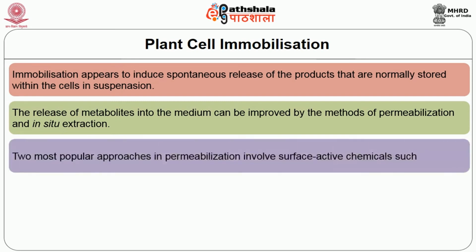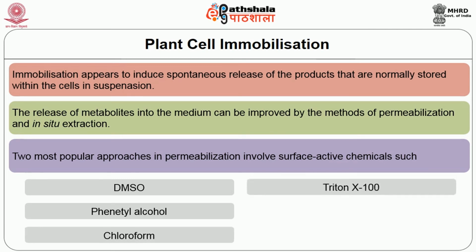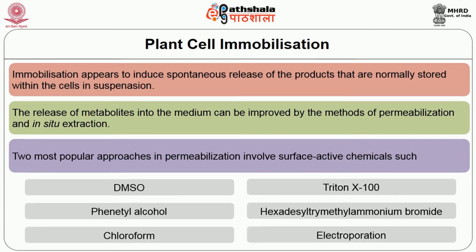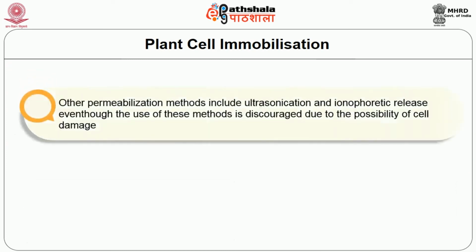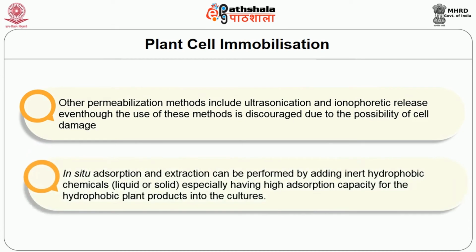The release of metabolites into the medium can be improved by the methods of permeabilization and further in situ extraction. The two most popular approaches in permeabilization involve surface active chemicals such as DMSO, that is dimethyl sulfoxide, phenyl alcohol, chloroform, Triton X-100 and hexadecyl trimethyl ammonium bromide, and electroporation. Other permeabilization methods include ultrasonication and ionophoretic release, even though the use of these methods is discouraged due to the possibility of cell damage. In situ adsorption and extraction can be performed by adding inert hydrophobic chemicals, either liquid or solid, especially having high adsorption capacity for the hydrophobic plant products, into the cultures.